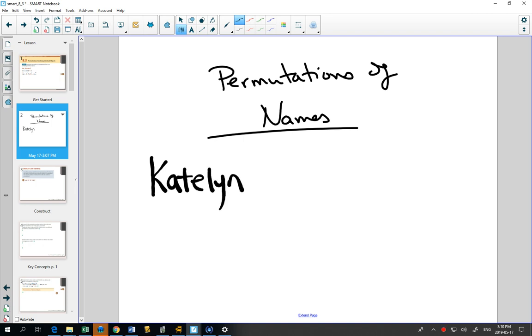Perfect. Excellent. Now, if Caitlin wanted to figure out the total number of ways she could rearrange the letters to make a password, if she used all the letters, how many letters does she have in her name? 1, 2, 3, 4, 5, 6, 7. Would you agree that there would be 7 factorial passwords, right?